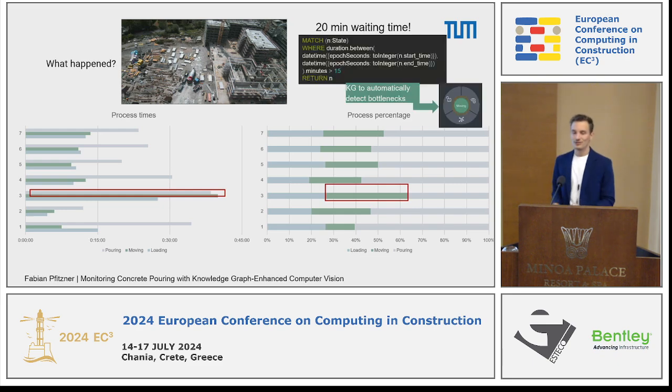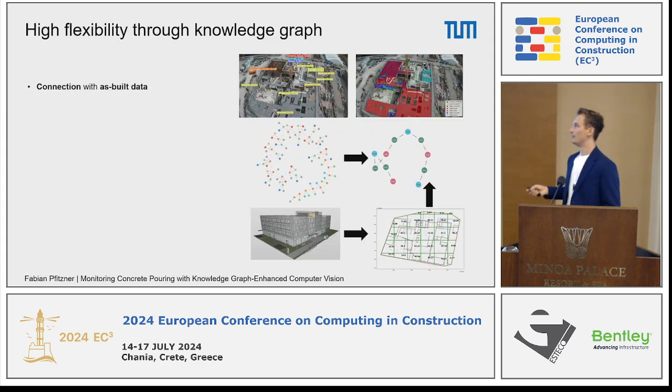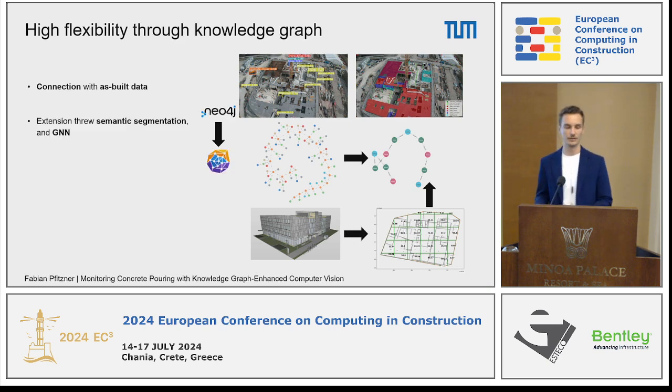Of course, we don't need to watch all the videos. We have our beautiful knowledge graph, and we can detect these kinds of bottlenecks automatically by applying it. This is exactly where the strength of the knowledge graph comes through. We have high flexibility through this knowledge graph by connecting it with the as-built data, getting even more information about the process.